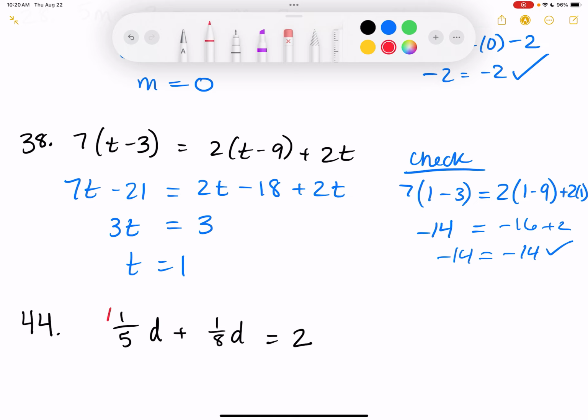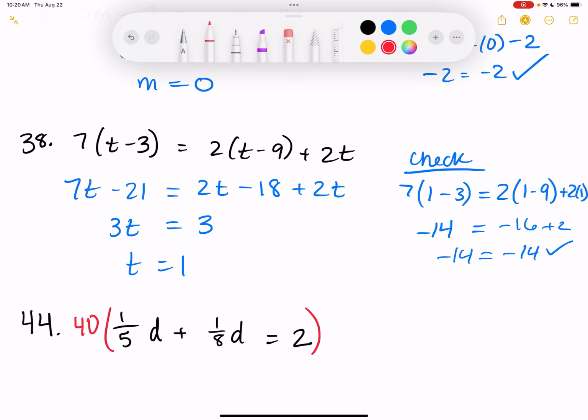We're going to multiply the entire equation by 40. Is that the common denominator? Or does it just have to be 40? It just has to be a number that both can factor into. It's typically going to be your common denominator, but it's not the special number. So I multiply the entire equation by 40.